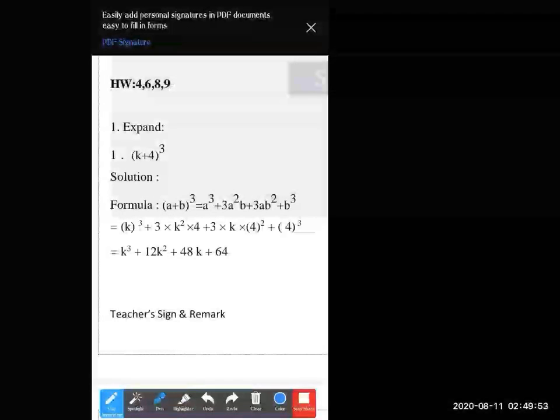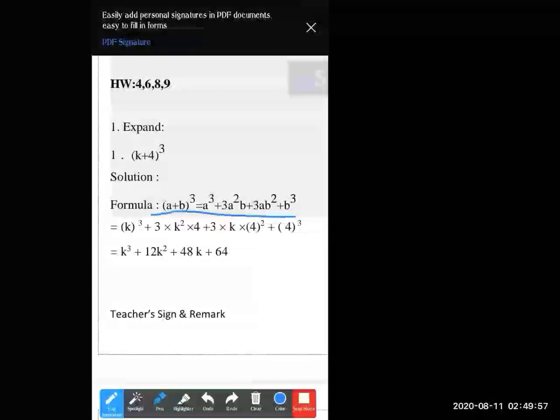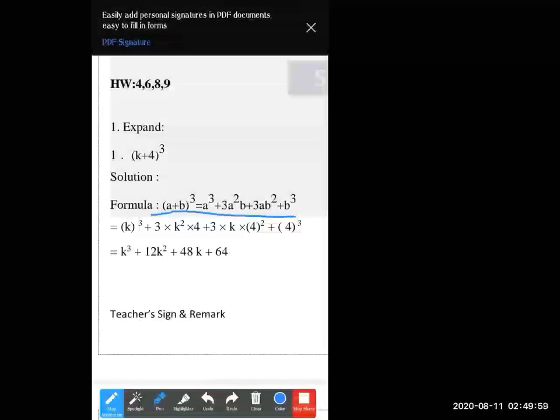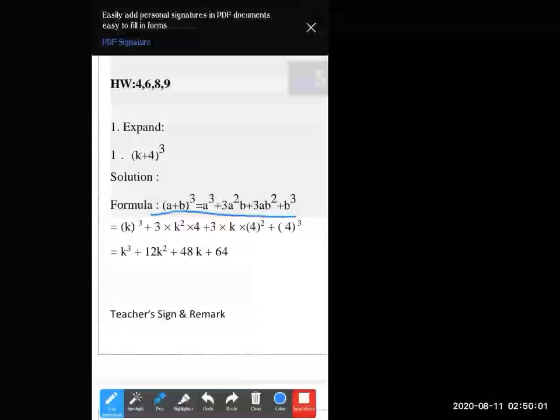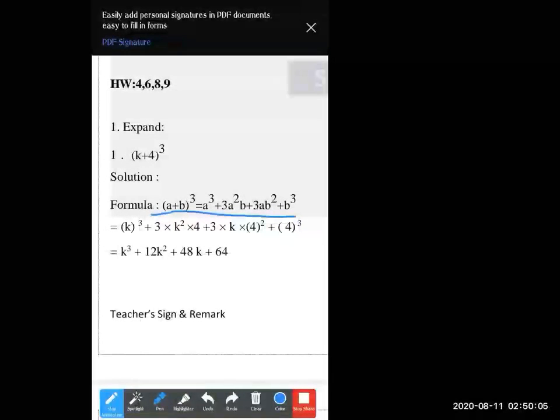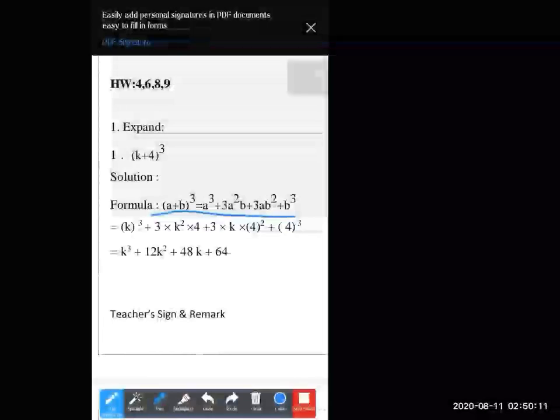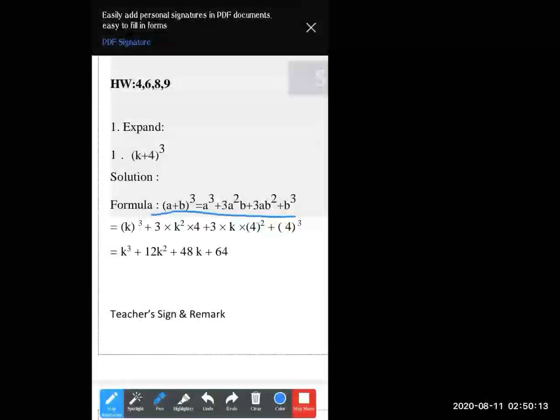Now here is your formula. A plus b the whole cube equal to a cube plus 3a square b plus 3ab square plus b cube. Now next is what you have to start? You have to start solving it. Now here k cube means a cube. A cube मतलब क्या है? यहाँ पे हमारा k. So here will be k cube.